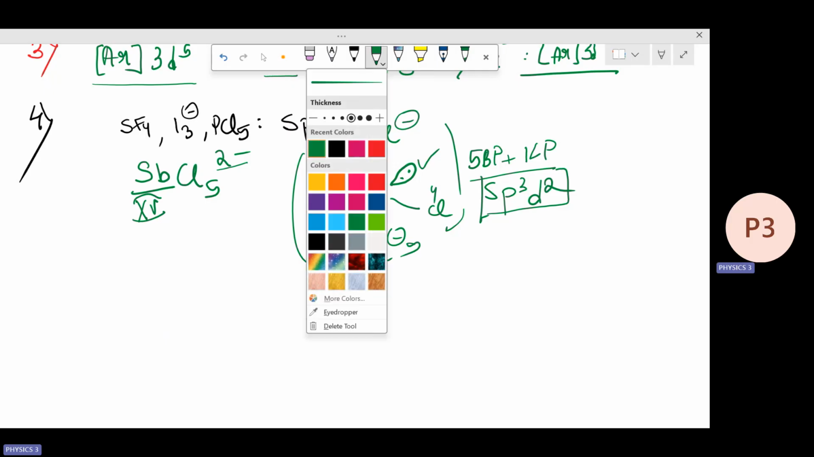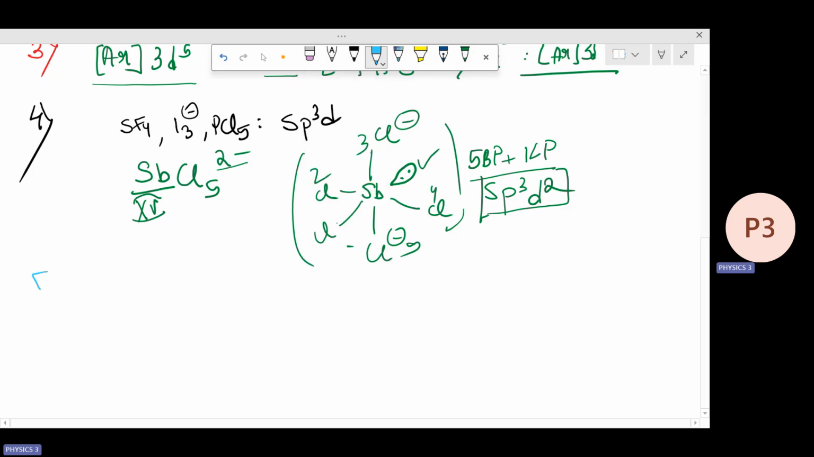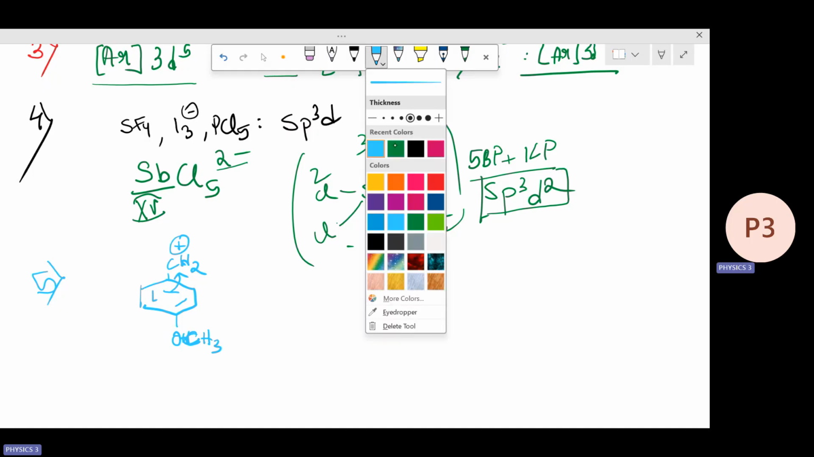Now question number 5. For question number 5, they're asking us which carbocation is most stable. This is the easiest question I feel, because in this case we know benzene with CH2 plus has better resonance occurring from here, and whoever will be present as OCH3, whoever will be present to donate the lone pair, it will be giving us what?